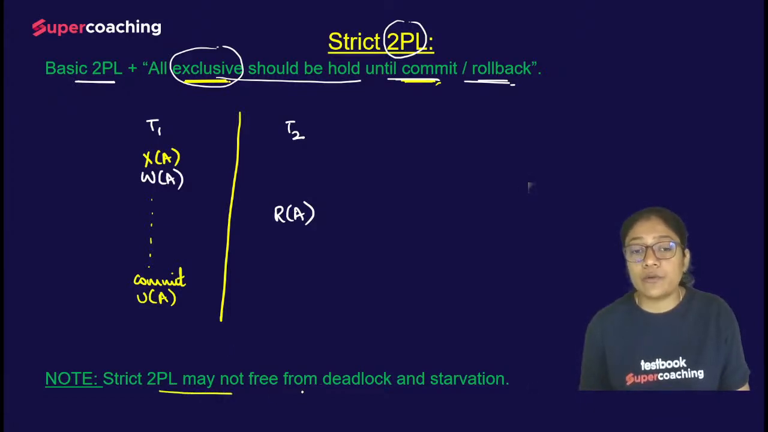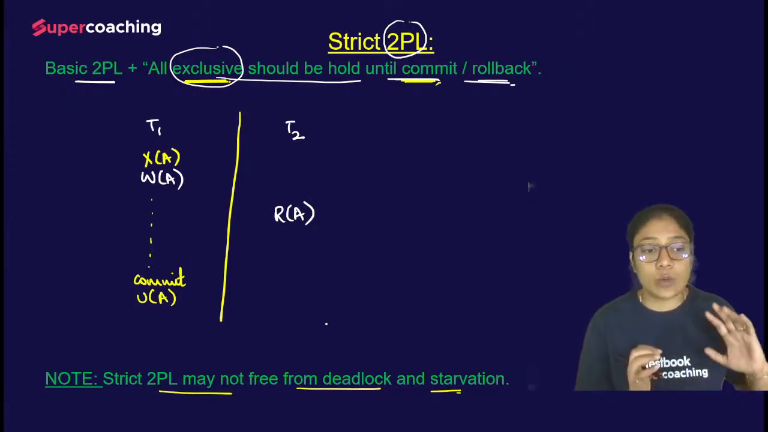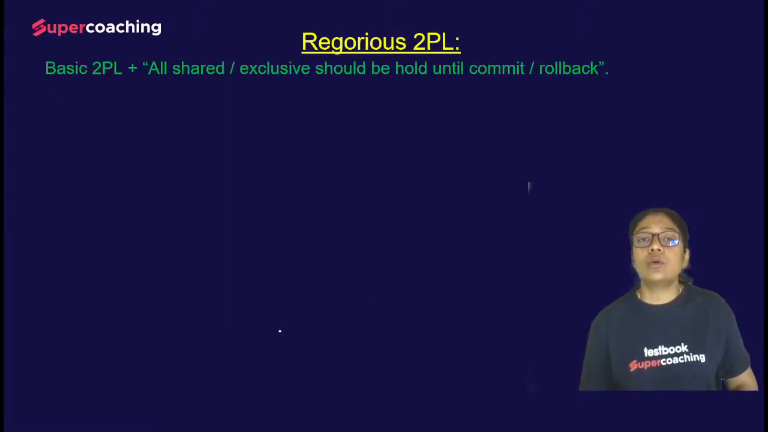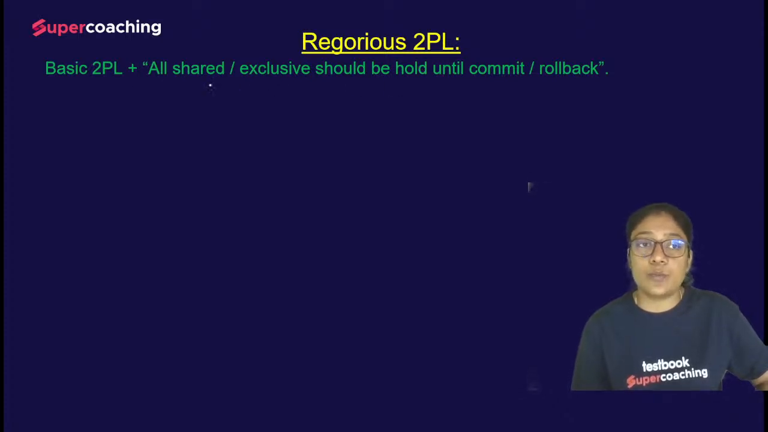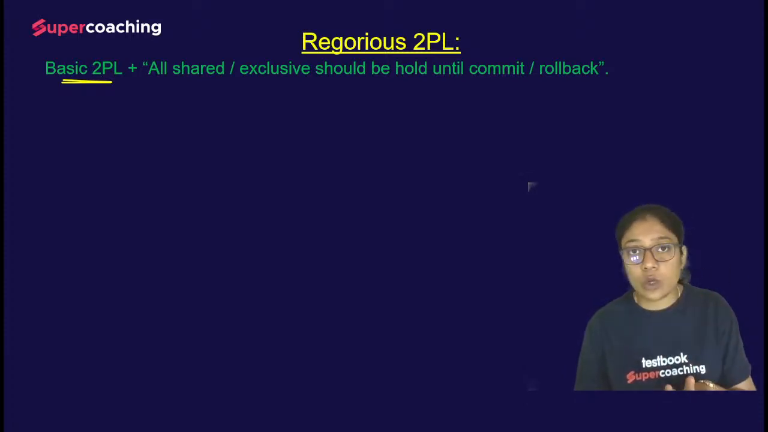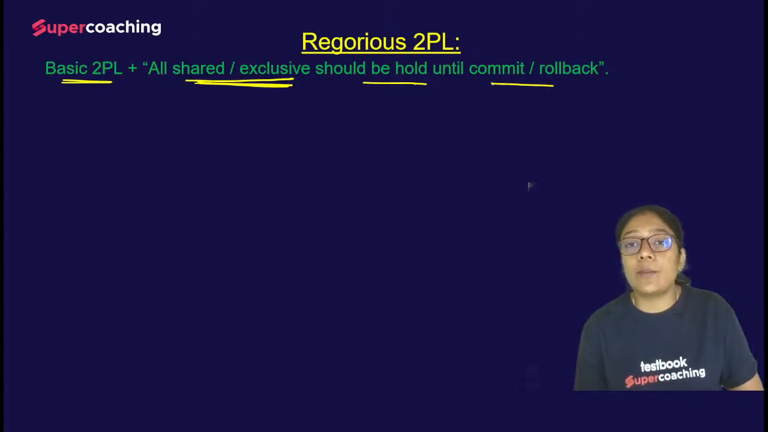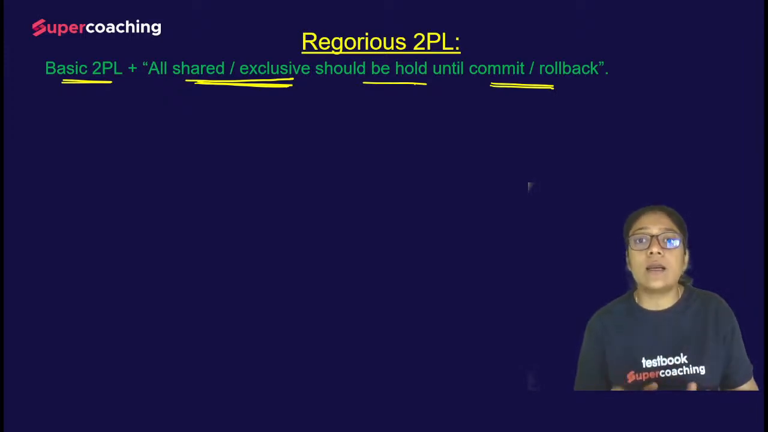So strict 2PL may not be free from deadlock and starvation. The examples we took earlier, you can consider the same example. So strict 2PL is not free from deadlock and starvation. In order to avoid this problem, we have the rigorous 2PL. Rigorous 2PL is the basic 2PL, while in strict the main restriction is only on the exclusive lock. Now rigorous 2PL says that all the shared and the exclusive locks should be held until commit or rollback. Whether it is a shared lock or an exclusive lock, it will not be released until and unless it gets committed or rolled back. This is the meaning of rigorous 2PL.